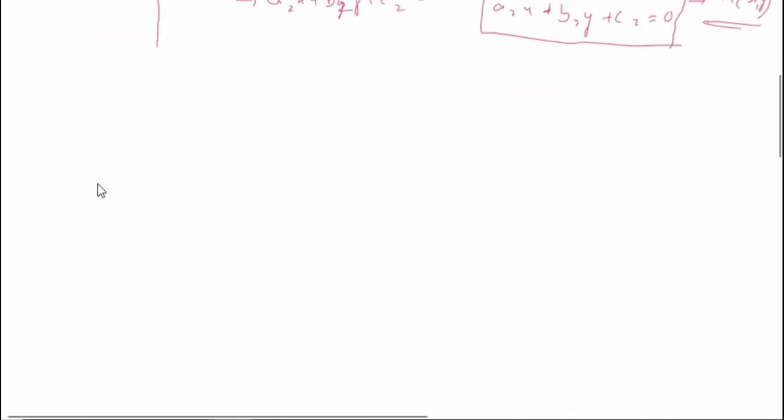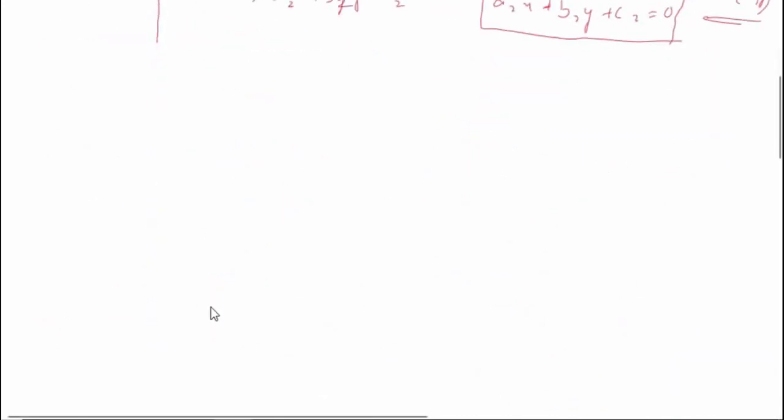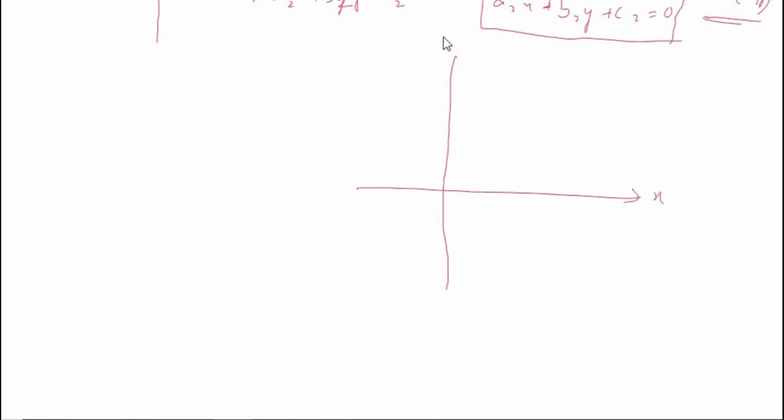Now, it doesn't mean that if you plot two linear equations in two variables in the same graph, they always meet. No, they may not meet. There are other scenarios too. Let us see what they are. Scenario 1.